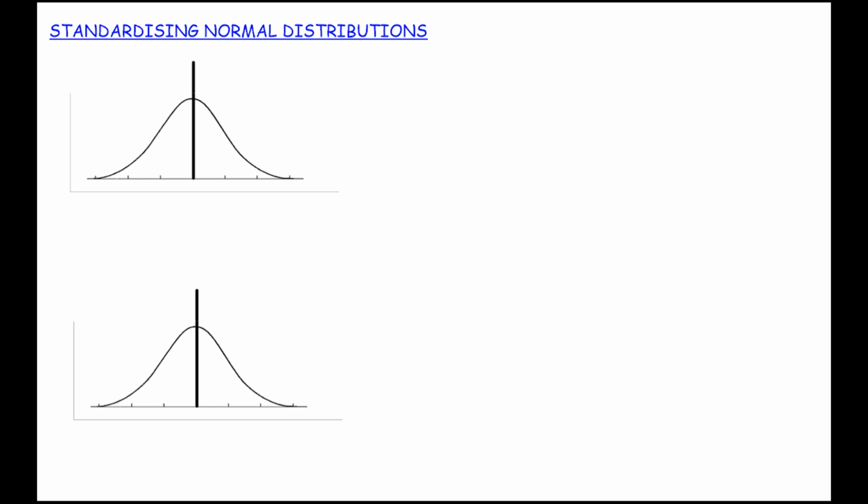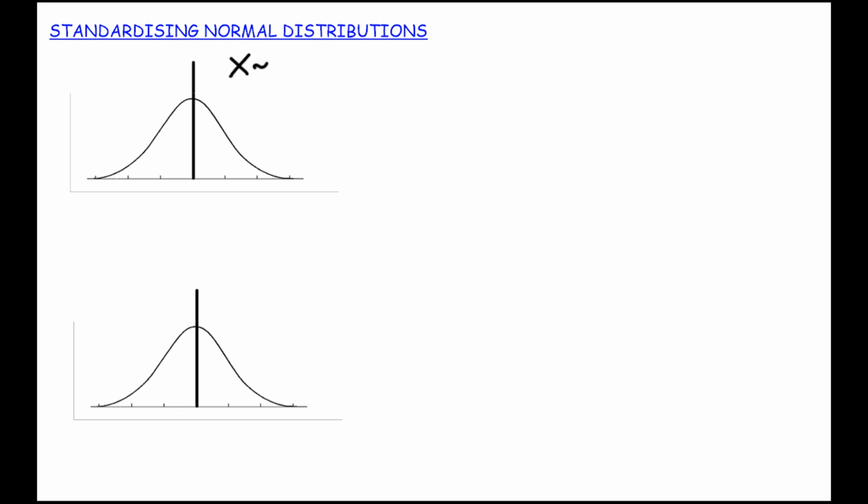Okay, so moving on. As I promised, we're going to look at how to standardize any normal distribution into the standardized normal distribution, so we can then use the tables to answer probability questions based around that distribution. So firstly, let's look at two different distributions.